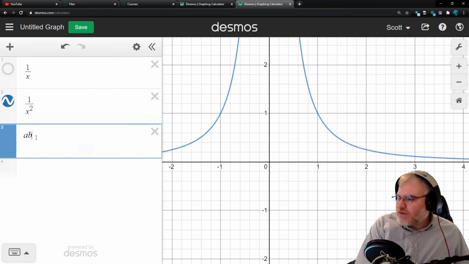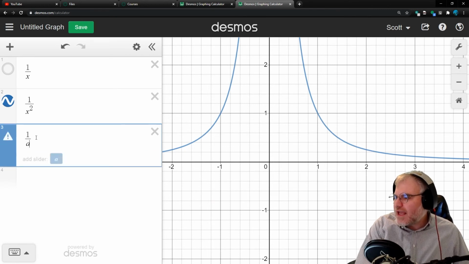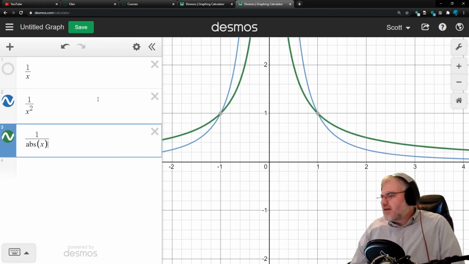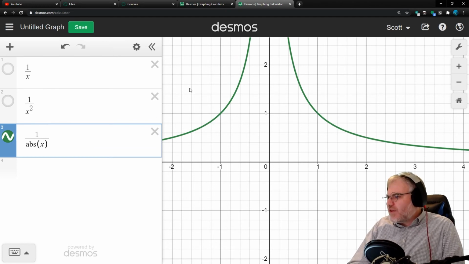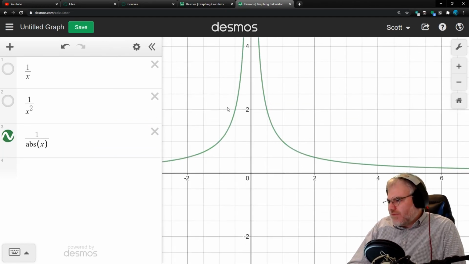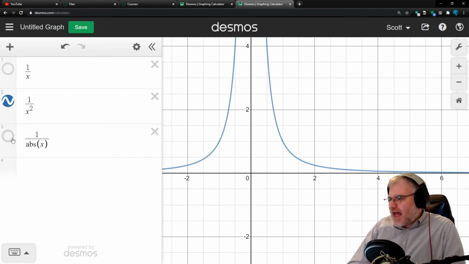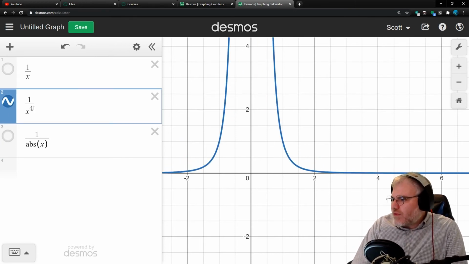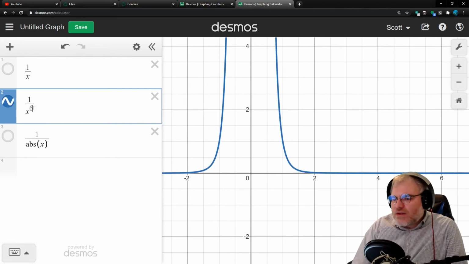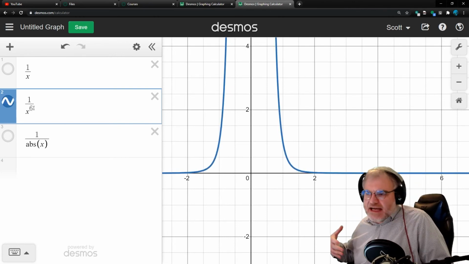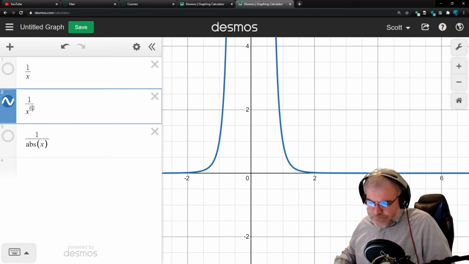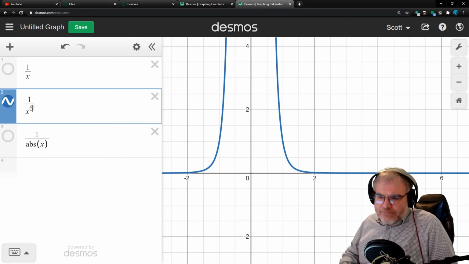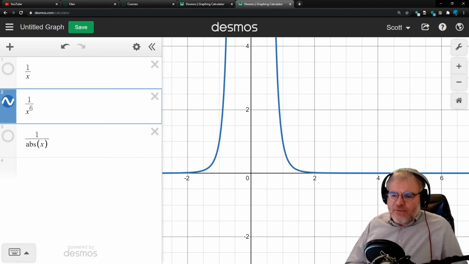If I do 1 over ABS of x, I get 1 over the absolute value, so it's always positive. I get pretty much the exact same thing that happens if I square it, or if I go to the 4th, or if I go to the 6th. The only thing that happens is that the negative becomes a positive. And they're all the same. So how do we feel about that 1 to 5?